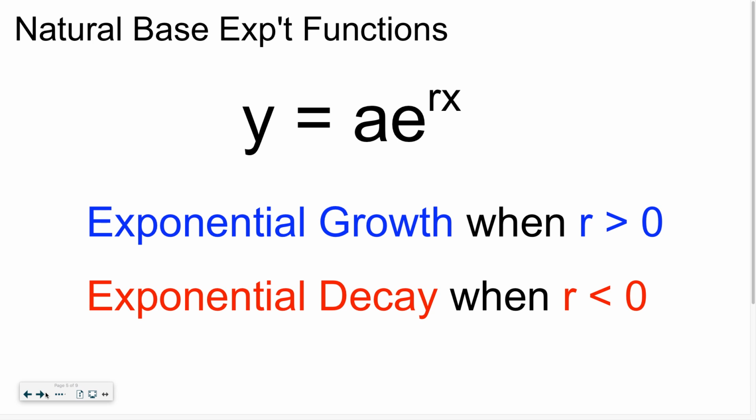So these are functions we want to show modeling things that are continuously growing. They're growing all the time. There's not a schedule. I couldn't tell you how many times it compounds per year because it's just always compounding. A will still be our initial amount. E is replacing our base, right? That's why we're calling it the natural base.